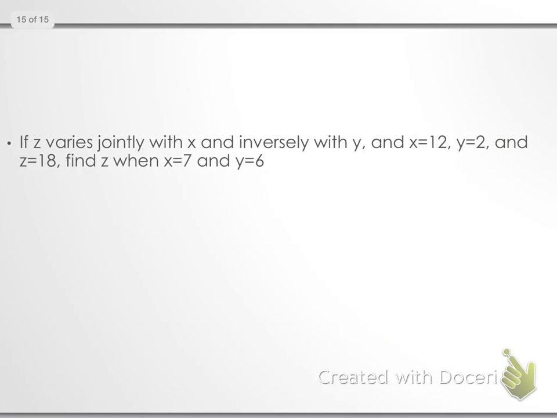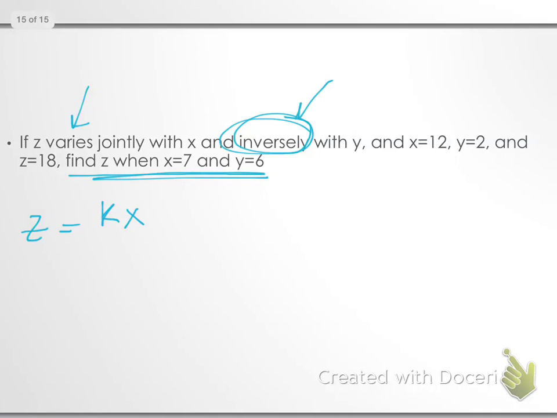Okay, this one we got a z in it. So z varies jointly with x and inversely, there's the division, with y, and x equals 12, y equals 2, and z equals 18. Here's my last step, that find. Okay, so first off, let's write our equation. It's going to be equal to the z. Whatever's first is a lot of times going to be on that side of the equal sign. K is going to be on top. X is going to be on top with it because it inversely happens after it, so the y will be on the bottom because inversely, remember, is that fraction.